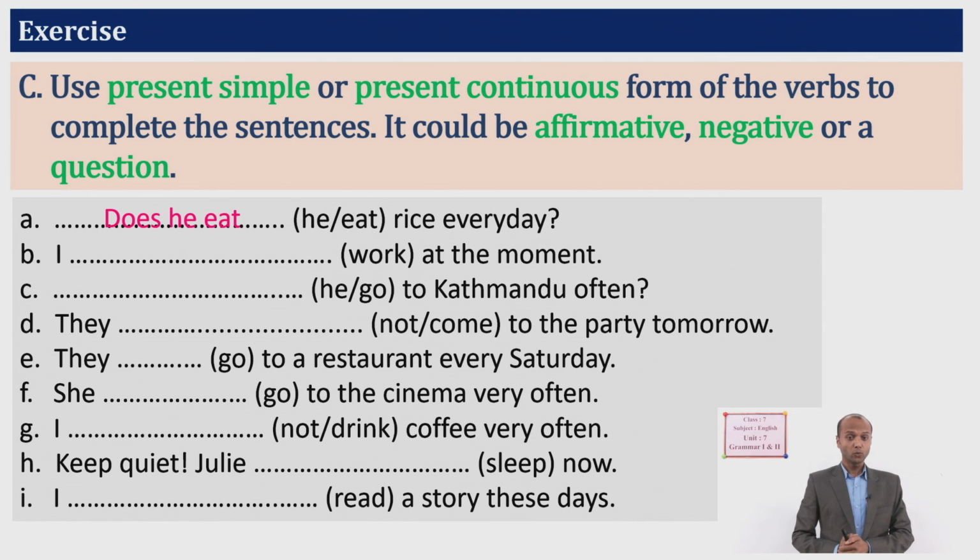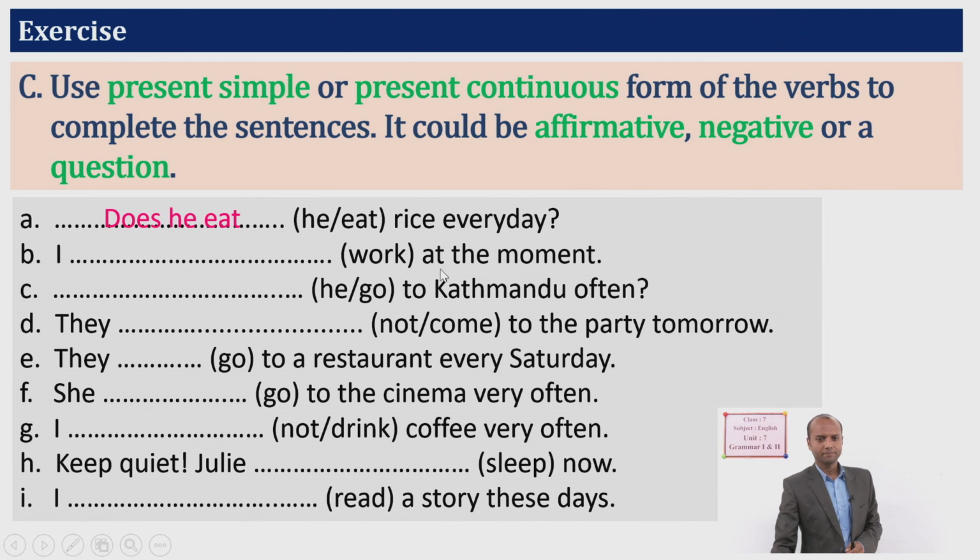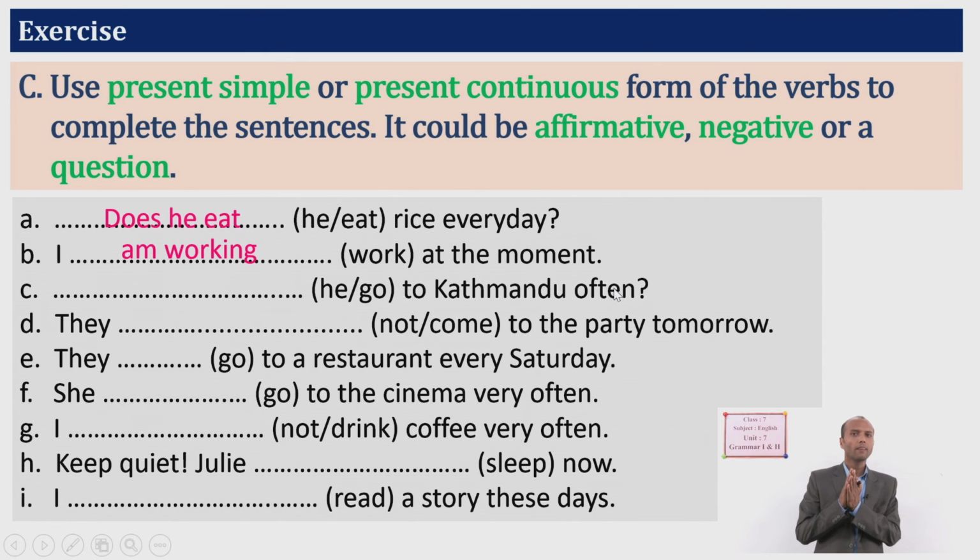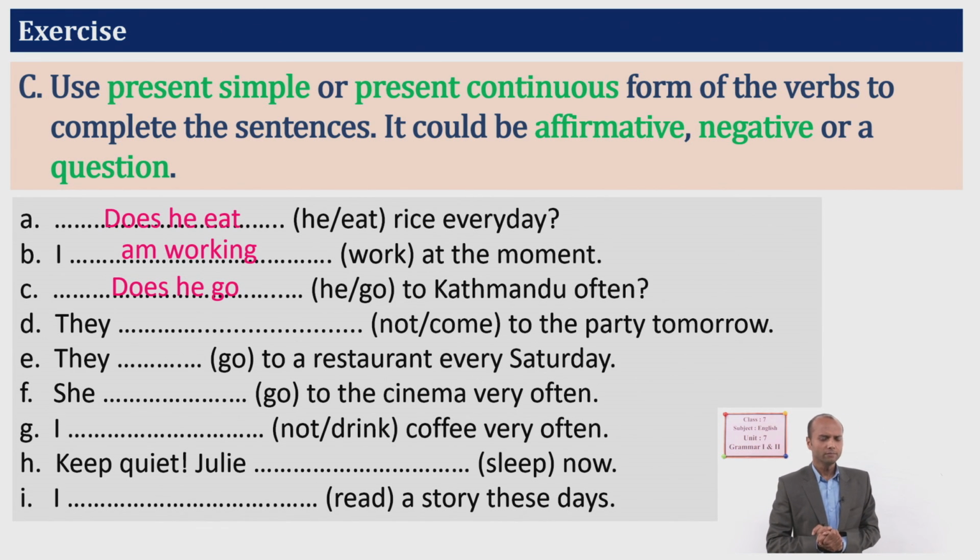Next sentence, dear students. I dot dot dot work at the moment. Look, at the moment is there. We have discussed earlier. So what should be there? Yes, I'm working. Very good. C, he go to Kathmandu often. So look, where often is there, you have to use definitely simple present tense, but you have to make a question. Does he go to Kathmandu very often?